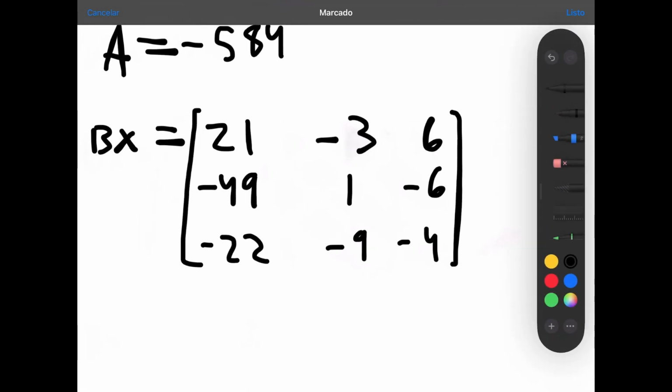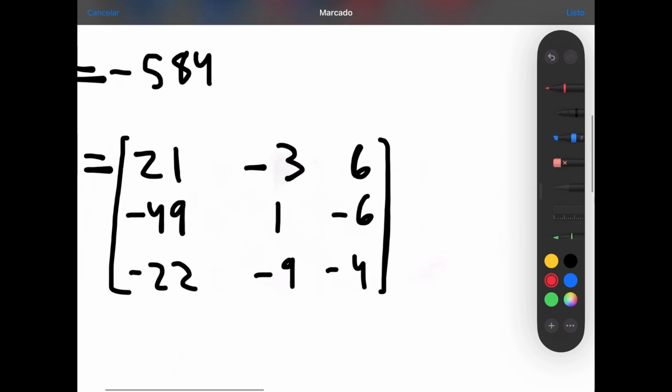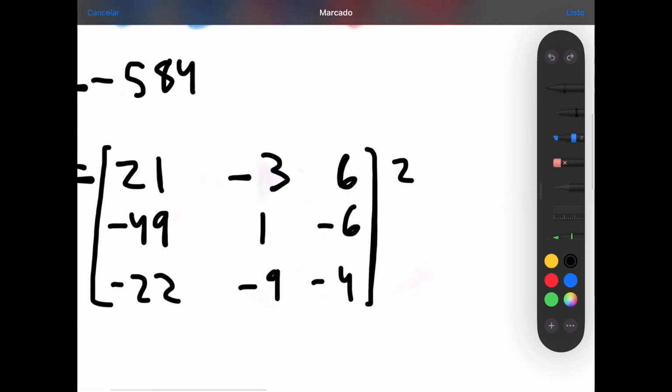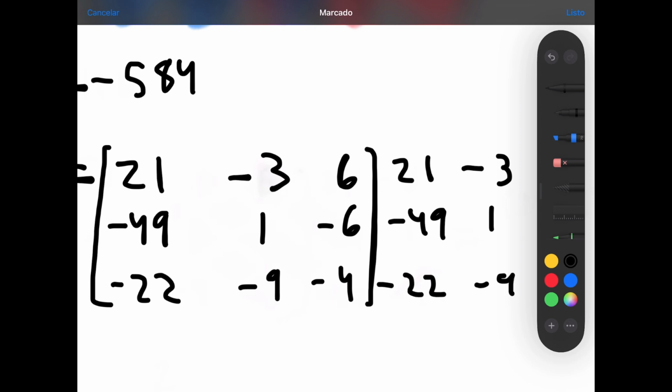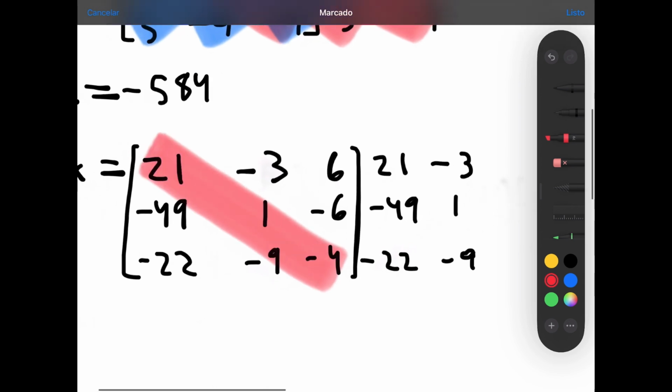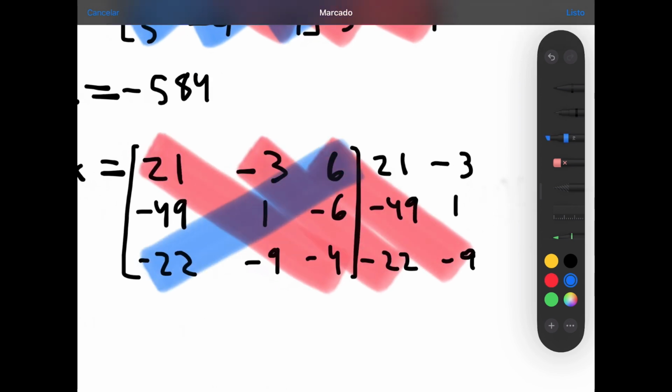And the same thing that we did, writing the first two coefficients as we wrote before. So 21, minus 3, minus 49 and 1, minus 22, minus 9. And then do the same thing, multiply these minus the multiplication of this.